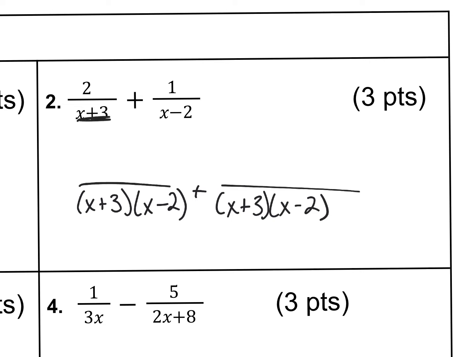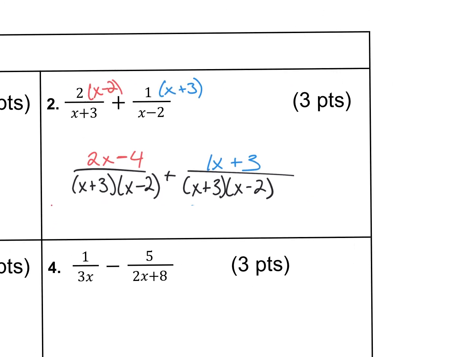To get from x plus 3 to this denominator, what do I need to multiply by? Just the x minus 2. So that's what I'm doing up top as well. So I go ahead and I distribute that out. What do I get? 2x minus 4. Good. Next one, to get from this to this. Just x plus 3, right? Good. So I multiply 1 times x plus 3. 1x plus 3. Good.